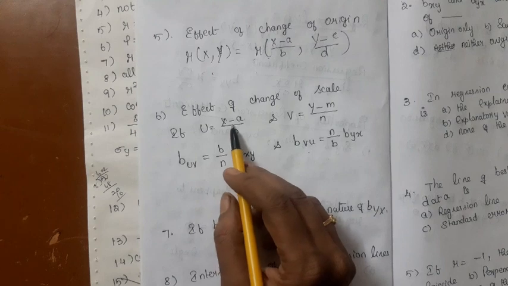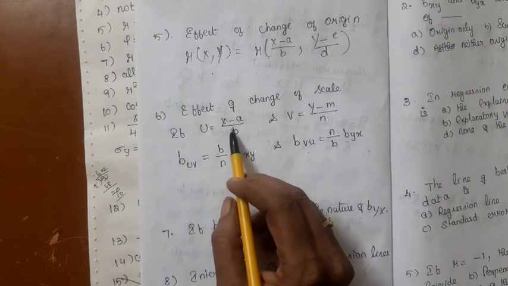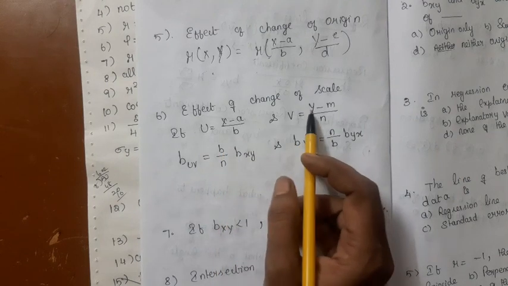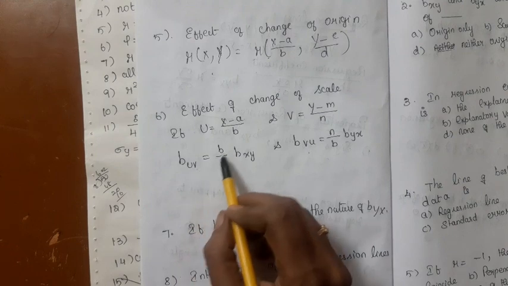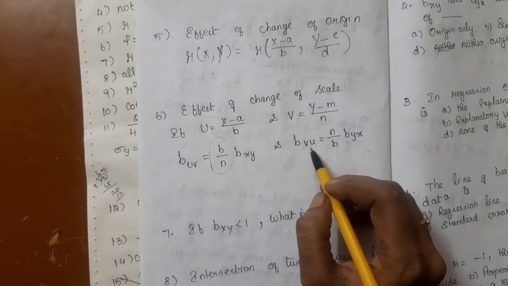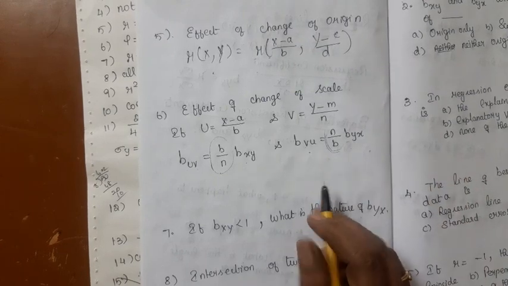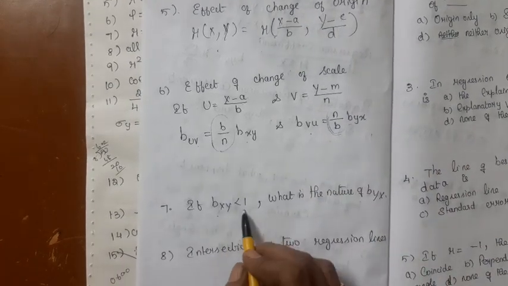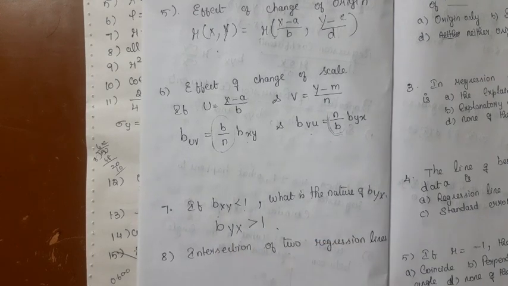So actually your variables are x and y. If you transform the variables as u equals x minus a by b and v equals y minus m by n, the regression coefficient of u on v will be b by n times bxy. You should multiply by this factor, and the regression coefficient of v on u will be n by b times byx. If one of the coefficients is less than 1, the other will be greater than 1.